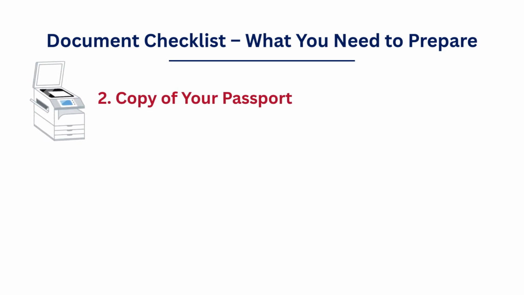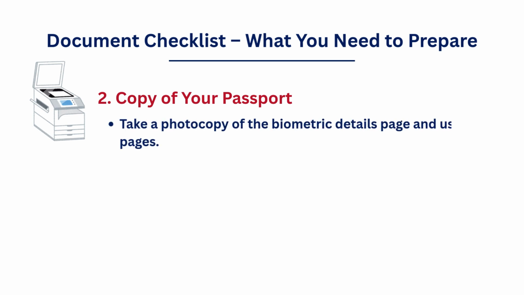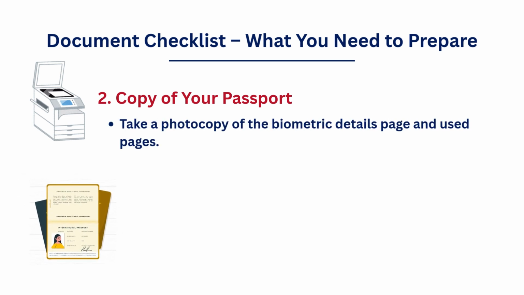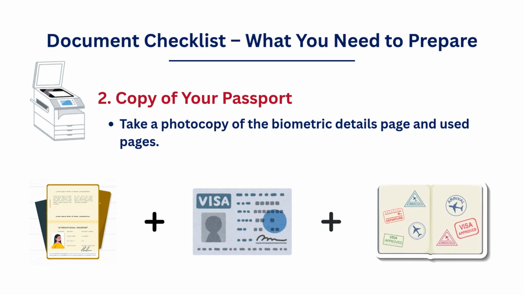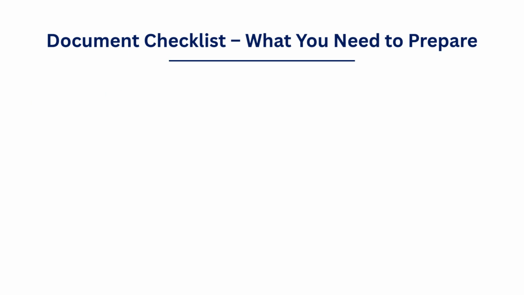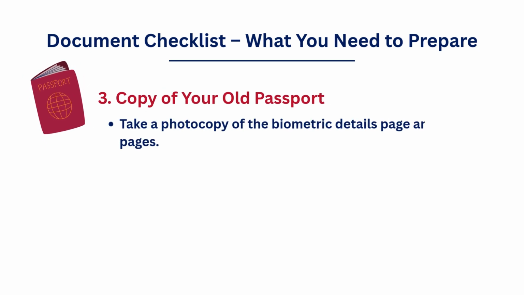Copy of your passport. Take a photocopy of the biometric details page of your passport and also photocopy any used pages, like if you had any visas or entry and exit stamps. And also, if you have any old passports, give photocopies of the first page and the pages that were used, like pages with stamps or visas.